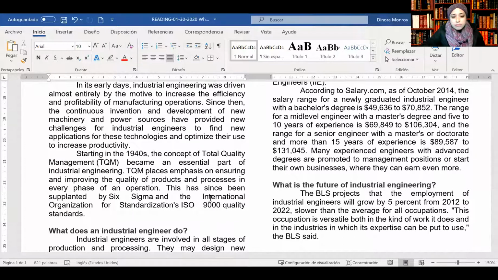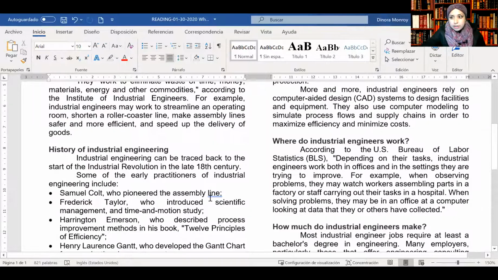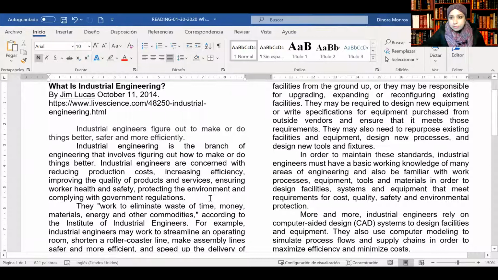Industrial engineers are involved in all stages of production and processing. They may design new facilities from the ground up, or they may be responsible for upgrading, expanding, or reconfiguring existing facilities. They may be required to design new equipment or write specifications for equipment purchased from outside vendors and ensure that it meets those requirements. They may also need to repurpose existing facilities and equipment design and processes and design new tools and fixtures.